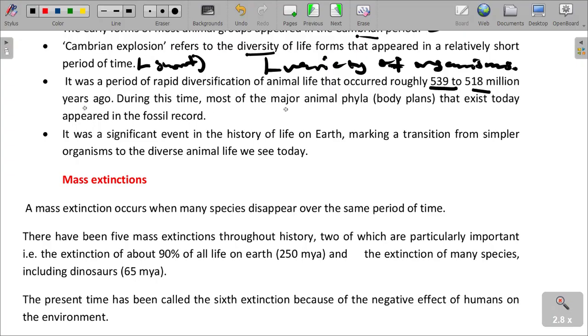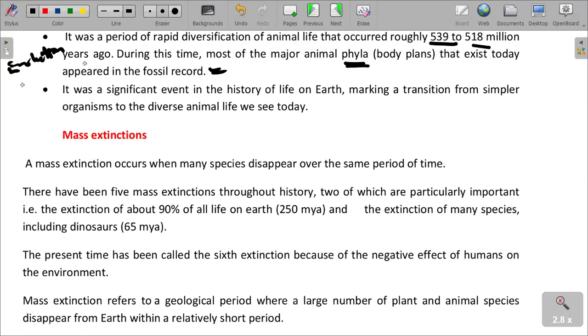During that time, most of the major animal body plans that exist today appeared in the fossil record. So what we can say is that it actually explains the idea of evolution, where the diversity of life, or biodiversity, the variety of organisms that we have today, shows that such organisms also existed millions of years ago, as we can refer to the body plans that we can see in the fossil records.